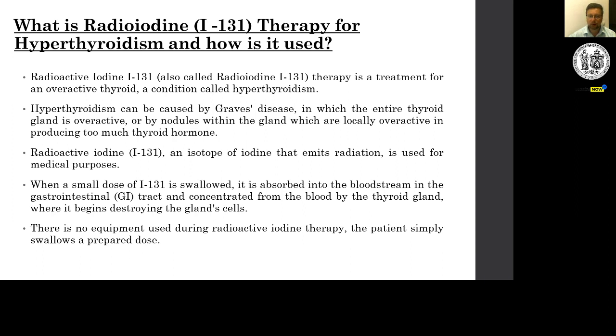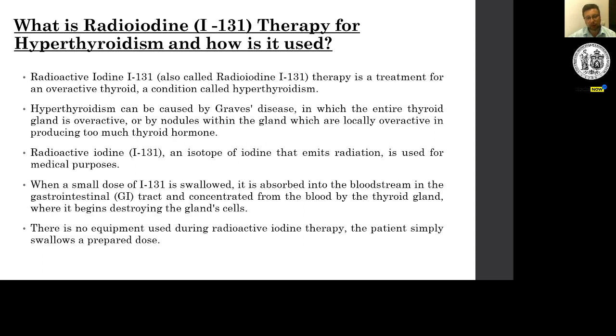Hyperthyroidism can be caused by Graves' disease, in which the entire thyroid gland is overactive, or by nodules within the gland which are locally overactive in producing too much thyroid hormone. Radioactive iodine 131 is an isotope of iodine that emits radiation and is used for medical purposes. This type of isotope emits gamma radiation. When a small dose of iodine 131 is swallowed, it is absorbed into the bloodstream in the gastrointestinal tract, and concentrated from the blood by the thyroid gland, where it begins destroying the gland's cells.